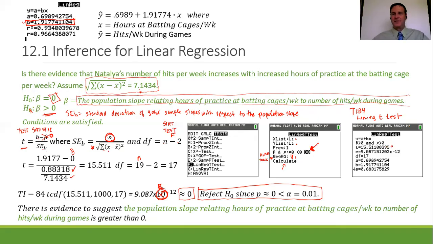It gives you the T, exactly what I had before. I'm going to box that. Okay, it gives you the P, which is exactly what I had before, which we'll just say is 0. Degrees of freedom we knew. There's your A and your B. So it actually does that Lin Reg A plus BX command that we did earlier.